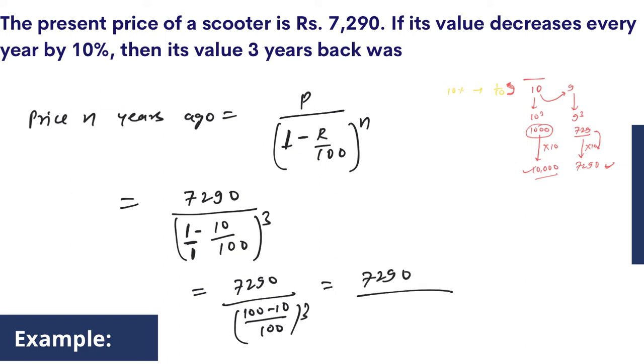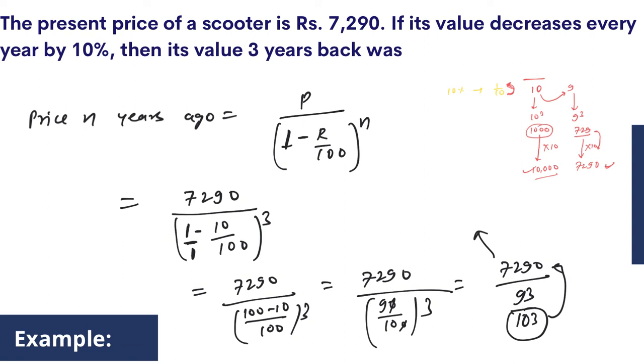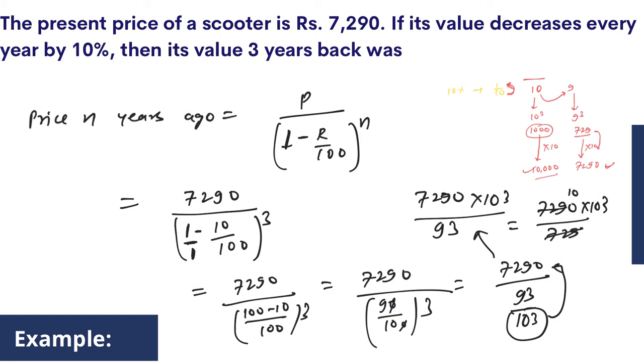This is 100 minus 10 equal to 90 divided by 100, power 3. I can cut this 0 to this 0, or I can say 7290 into 9 power 3 on the downside, and 10 power 3 comes upside. So now it's become 7290 into 10 power 3 divided by 9 power 3. So 7290 into 10 power 3 divided by 729. 729 to 729 upside is 10. Now 10 into 10 power 3 becomes 10,000.